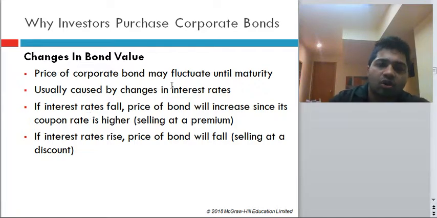So the price of a corporate bond may fluctuate until maturity. Usually it is caused by changes in interest rates. If interest rates fall, the price of the bond will increase since its coupon rate is higher, and it will sell at a premium. If interest rates rise, the price of the bond will fall because it will sell at a discount.